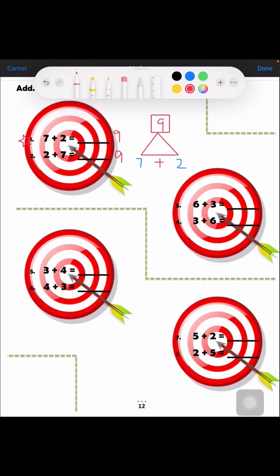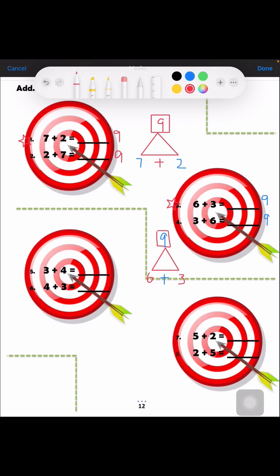And then we move on to the next question. 6 plus 3 and 3 plus 6. Again, we draw the fact family. 6 plus 3 actually equals 3 plus 6. Just change the order of the addends. The answer is still the same. So 6 plus 3 equals... Yes, it is 9. 6 plus 3 equals 9. And 3 plus 6 also equals 9.